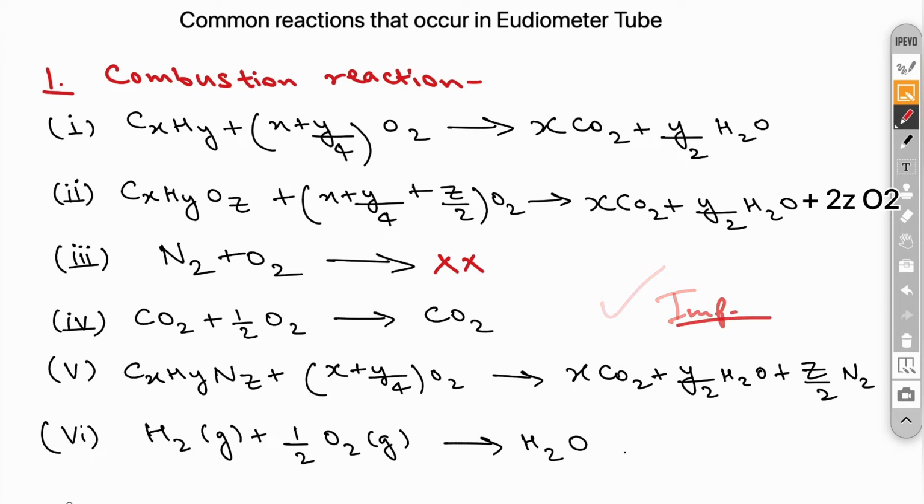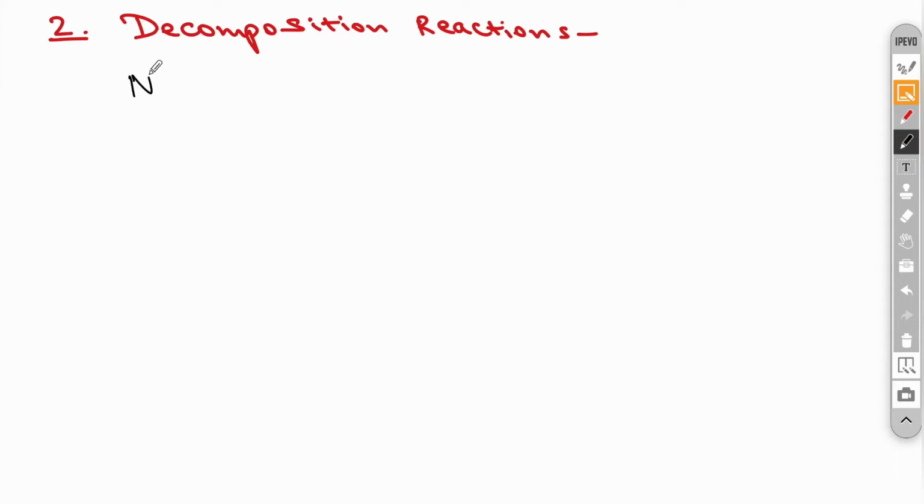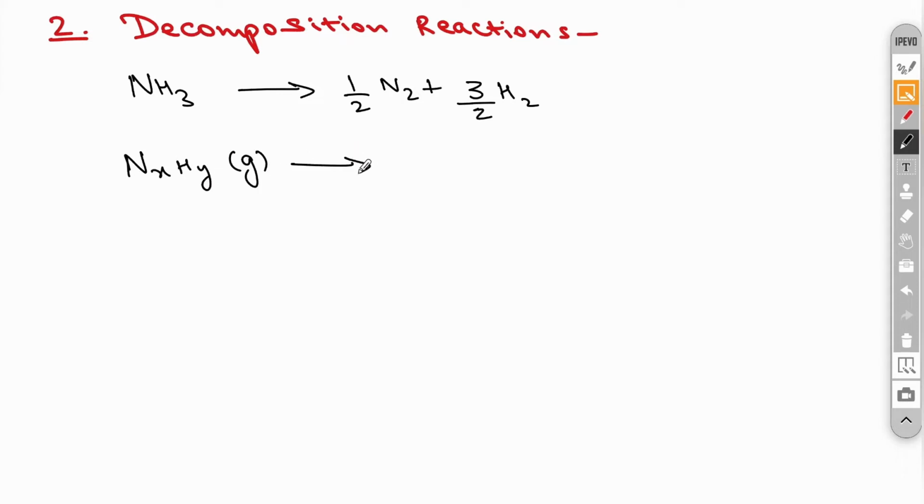Now moving further, we'll discuss the second type of reaction that commonly occurs in a Eudiometer tube, that is the decomposition reaction. We'll write a few examples of decomposition reactions as well, so you can better recognize them in a problem whenever you see such reactions. So NH3 decomposes into half N2 plus 3 by 2 moles of H2. Also N2 and H2 will be in gaseous state. Similarly NxHy, which is in gaseous state, will decompose into x by 2 of N2 gaseous state plus y by 2 of H2 in gaseous state.